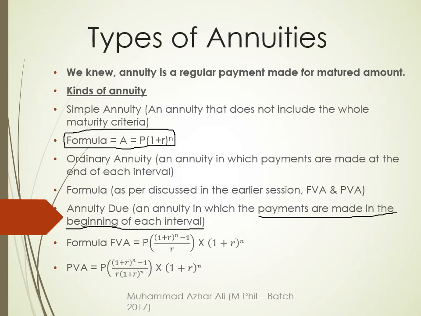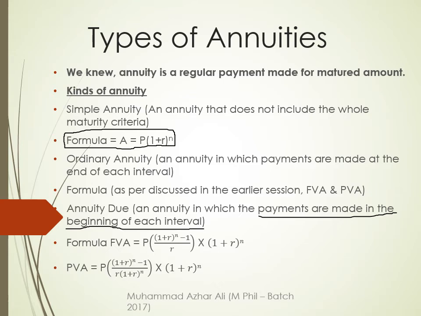Okay, now the annuity. As you already knew, what is annuity? Annuity is a regular payment, made for matured amounts, with decided intervals. Okay, now what are the kinds of annuity?